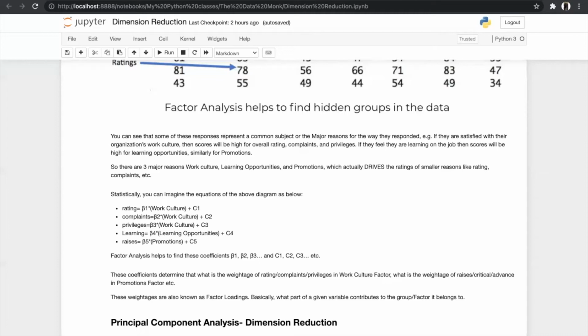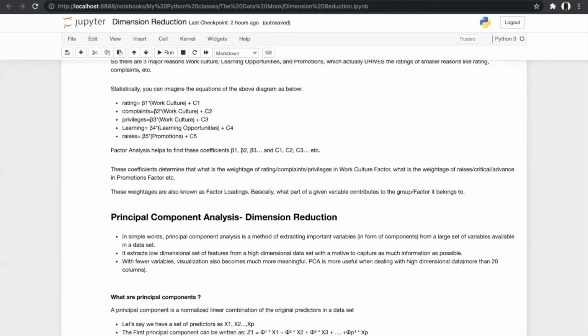And now we will look into the principal component analysis, also known as PCA. In simple words, PCA is a method of extracting important variables in form of components from a large set of variables available in a dataset. It extracts a low-dimensional set of features from a high-dimensional dataset with a motive to capture as much information as possible. With fewer variables, visualization also becomes much more meaningful. PCA is more useful when dealing with high dimensional data, like more than 20 columns.